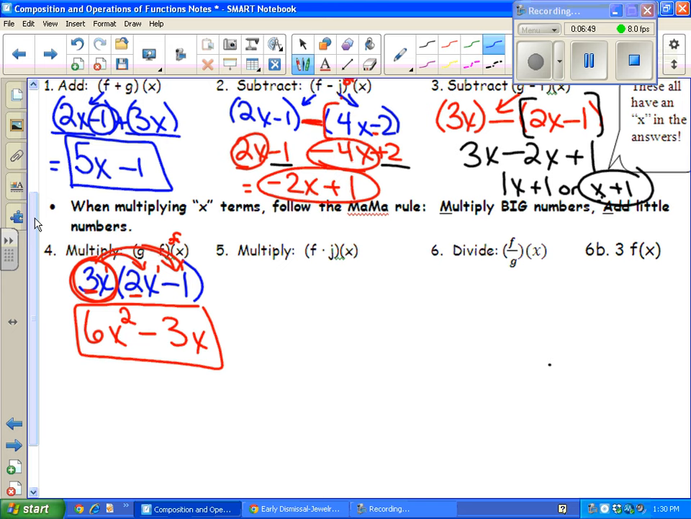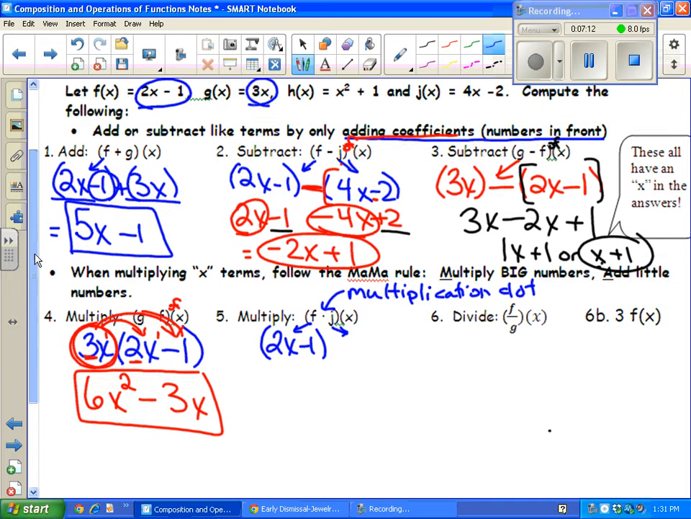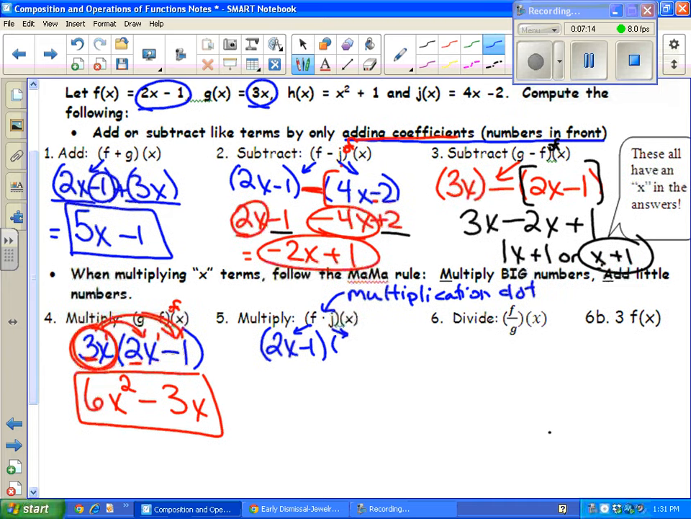Next one, f times j. Notice that that is a multiplication dot, and a multiplication dot always stands for multiplication. So anytime you see that dot kind of hanging in the air there, that means to multiply. So I'm going to take the f function, which is 2x minus 1, and I'm going to take the j function, which is 4x minus 2, and I'm going to multiply.